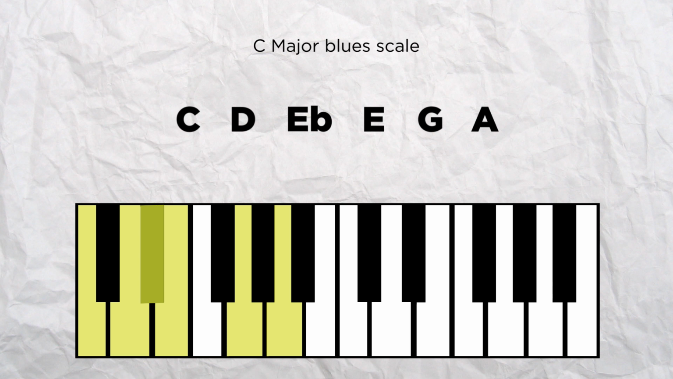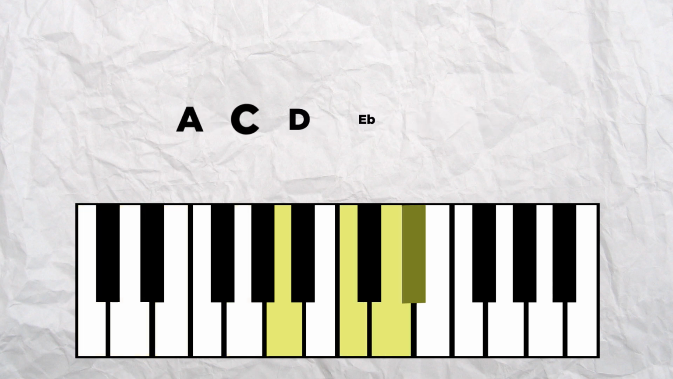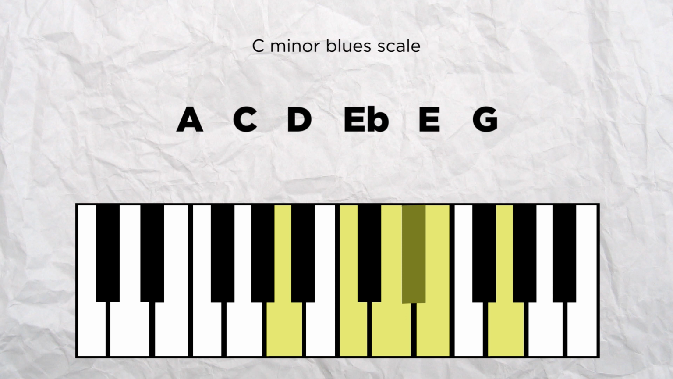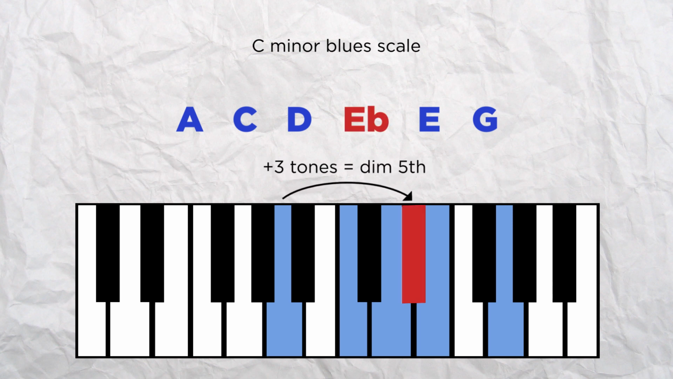And if we take the relative minor of this scale, which would be the scale using the same notes but starting from A, we have now the minor blues scale. And this is how we end up with a blues scale that looks like a minor pentatonic, but with a diminished fifth added. This E flat that has been added is 3 tones above the root note, which is an interval of a diminished fifth.